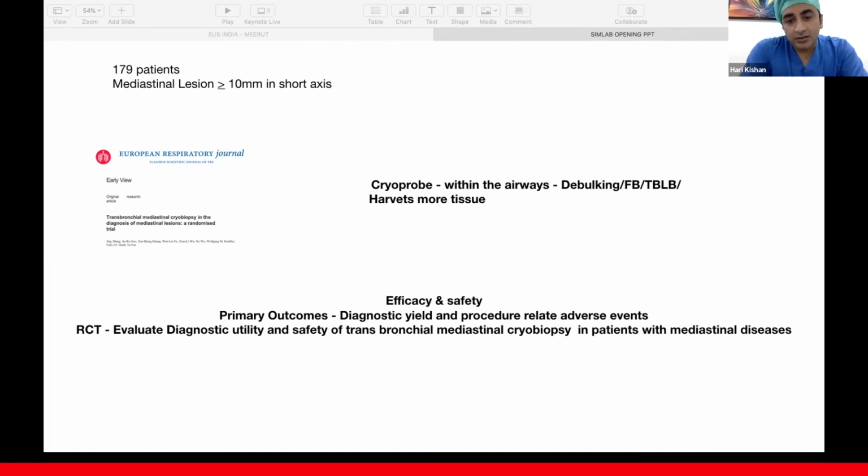We were using cryoprobes within the airways because it gets more tissue, and then you can freeze it and get more and more tissue in the endobronchial area. But this was never tried before in the transbronchial approach, meaning in the mediastinal areas where lymph nodes can be punctured. So the primary outcomes they wanted to see from this study were diagnostic yield compared with conventional TBNA and the cryo intranodal forceps biopsies, and also the procedure-related adverse events.